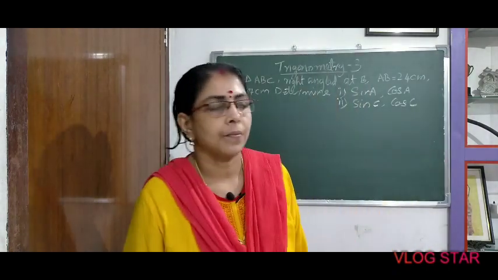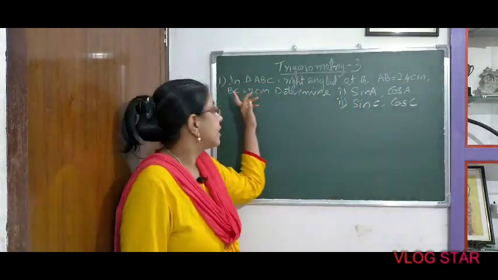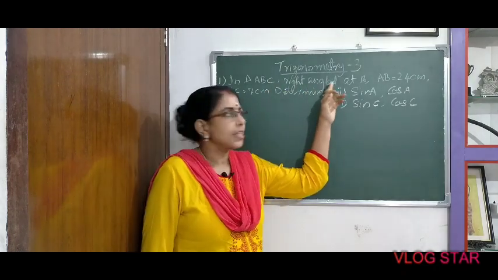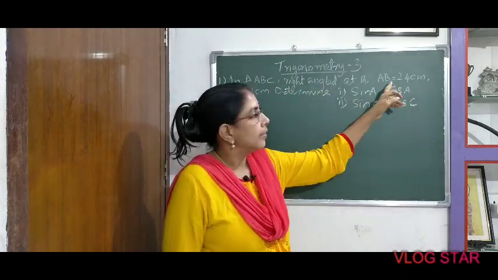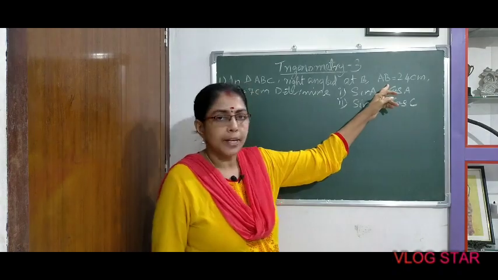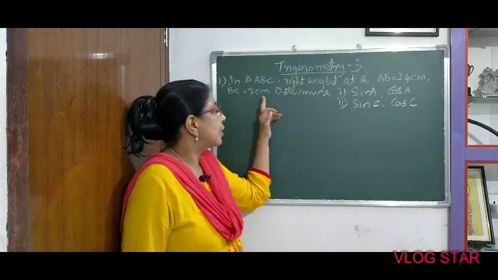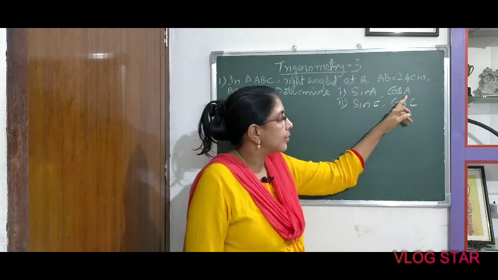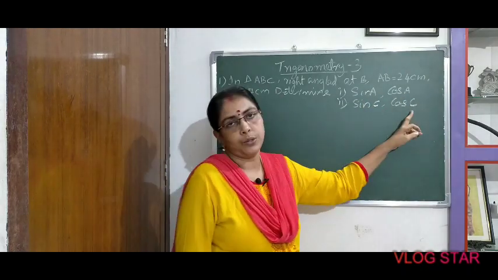Today we are taking exercise 8.1 in NCERT textbook. So let's start now. The first question states that in triangle ABC, right angled at B, given that AB equal to 24 centimeter and BC is equal to 7 centimeter. We have to find out sin A, cos A and sin C, cos C.